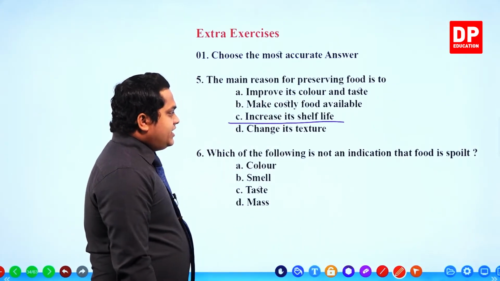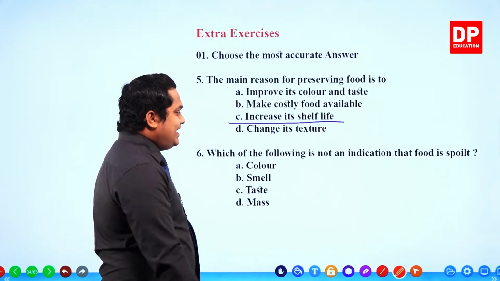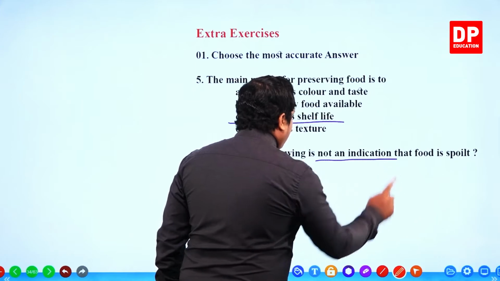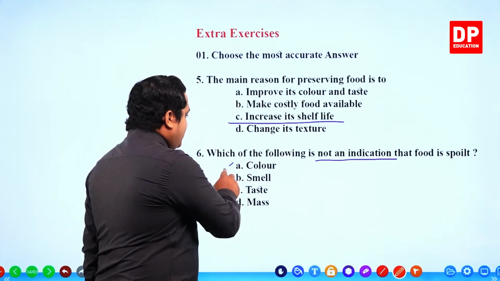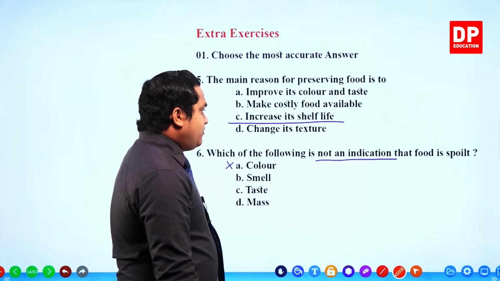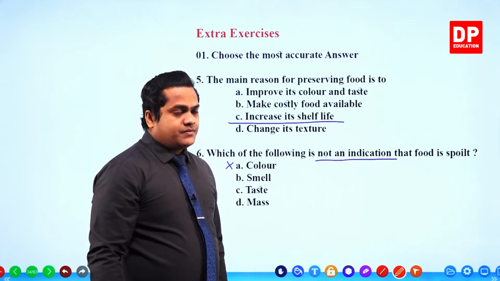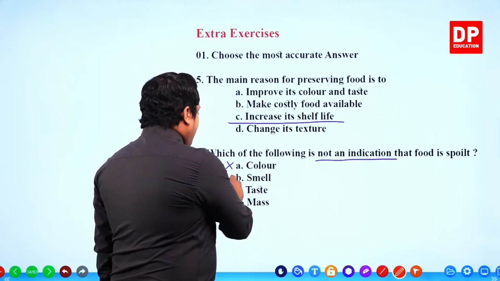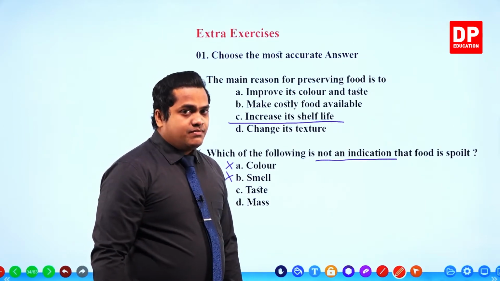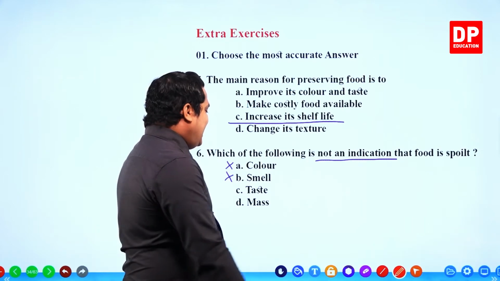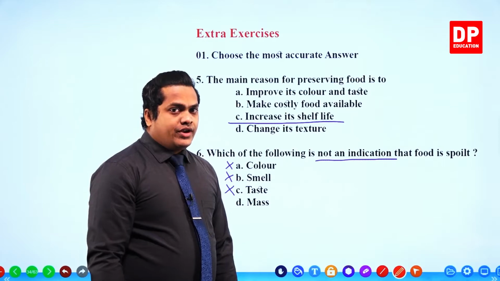Which of the following is not an indication that food is spoiled? Not an indication that the food is spoiled. Color, incorrect. If the food item is spoiled, definitely the color is going to change. Smell, once again incorrect. You know that spoiled food is going to emit a bad odor. Number 3, taste, once again incorrect. Taste is also going to change.